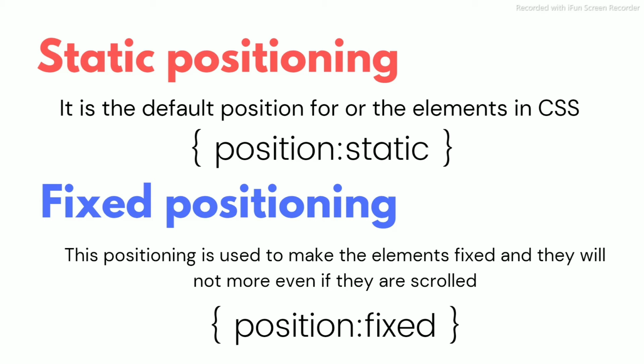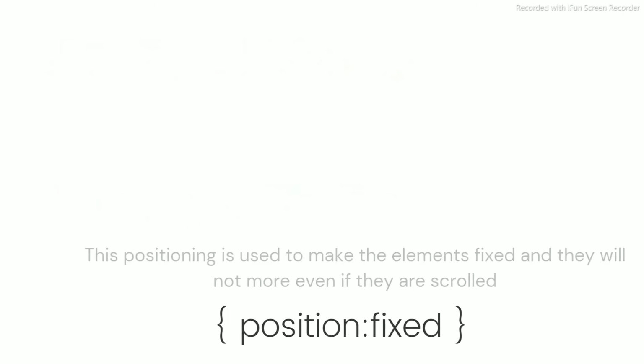When we are using position equal to fixed, it will not be disturbed on scrolling. Means it is always fixed. Whether you scroll it or do anything, it will not be disturbed. Means we can use this property using position equal to fixed.